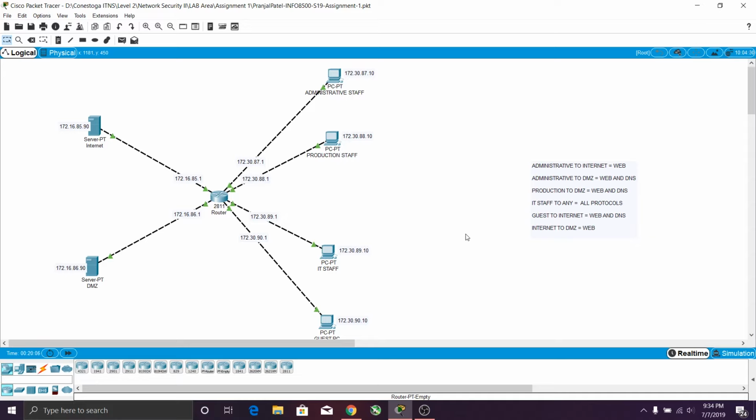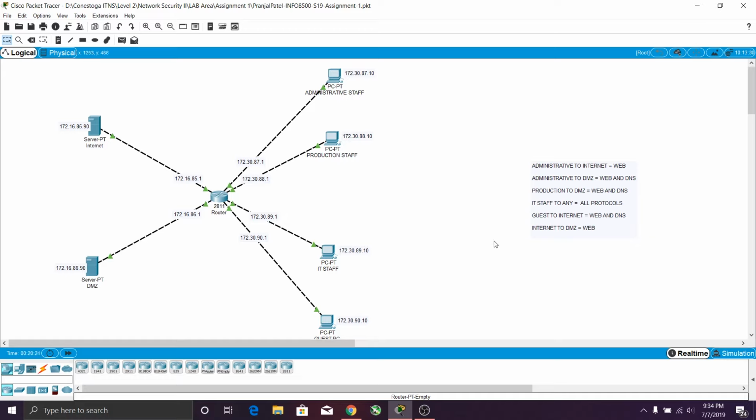My name is Patel, and I'll be demonstrating the assignment as per the lab schematic, which consists of a router, two servers, one for the internet and one for the DMZ, and four workstations: one for administrative staff, one for production staff, one for IT staff, and one guest PC. There are a few policy requirements which I'll be using accordingly.